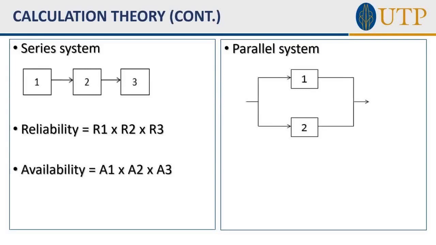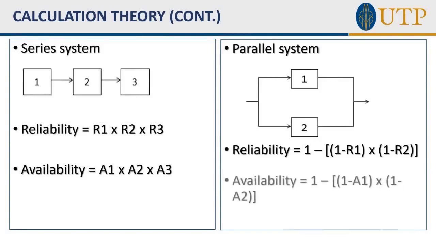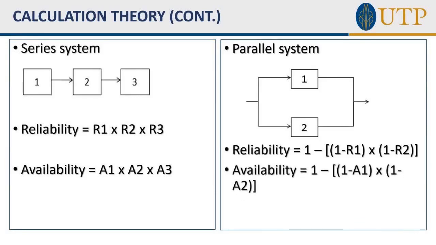Moving on to the parallel system, this is the figure example of a parallel system. The reliability of a parallel system is equal to 1 minus the product of (1 minus R1) times (1 minus R2). On the other hand, the availability of a parallel system is equal to 1 minus the product of (1 minus A1) times (1 minus A2).